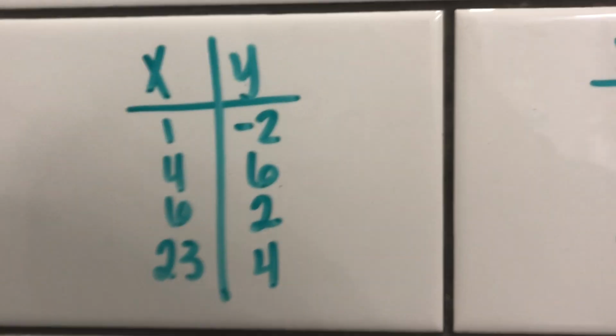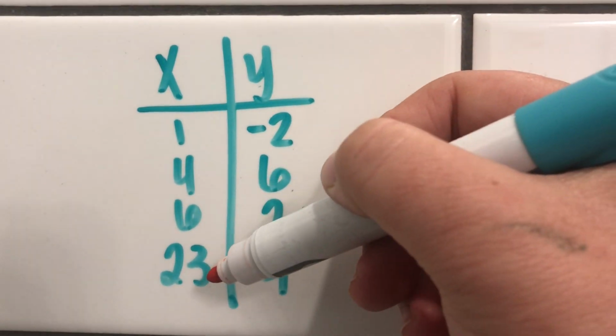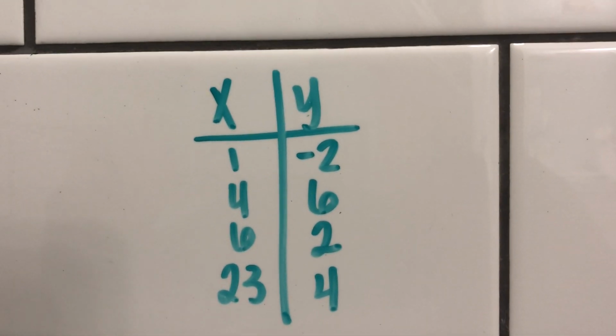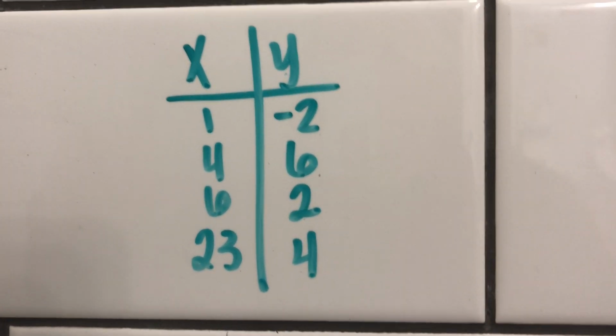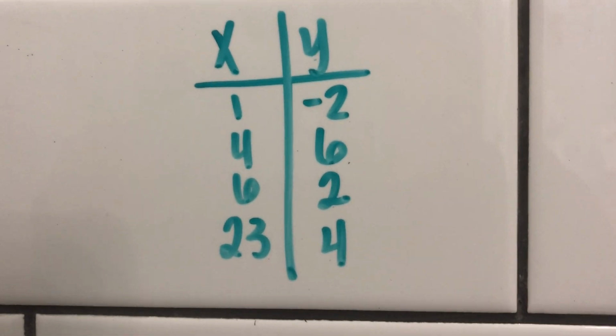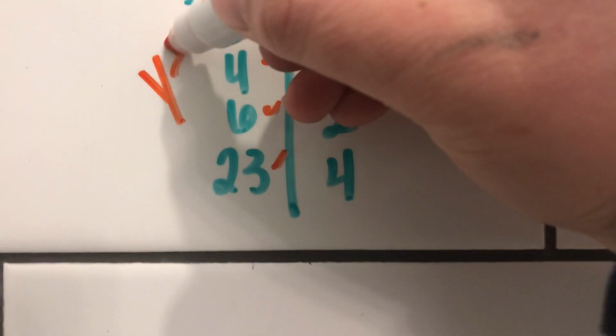So here I'm going to look, and I'm just looking at my x column. I have a 1, a 4, a 6, and a 23. There's no particular pattern really going on there. I don't care about a pattern or not. I just care about repeat x's. There are no x's that are repeating. Each one just is shown 1 time. So yes, this is a function.